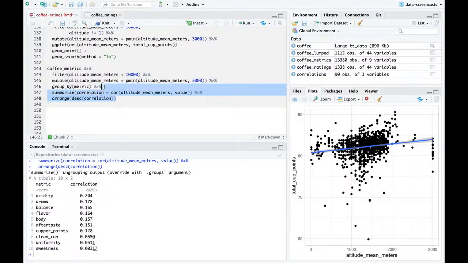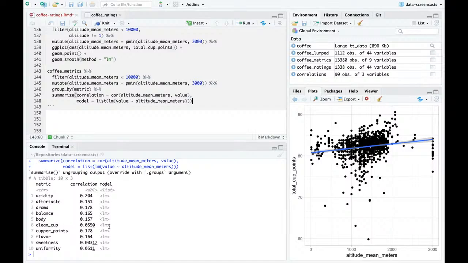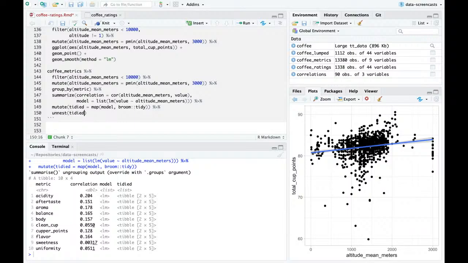So, I grouped by and summarized the correlation. Having correlation is really nice. It's quantitative. I'm also going to create a model. I'm going to do a summarize, creating a list with a single lm. This is a way that I can summarize a model object, getting out the value explained by altitude mean meters. Notice now I have a list column with the model. I can apply broom's tidy function to that. For each model, apply broom's tidy, and I can unnest the tidied model.